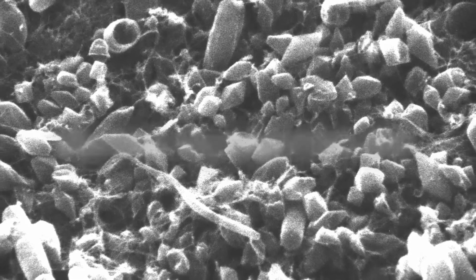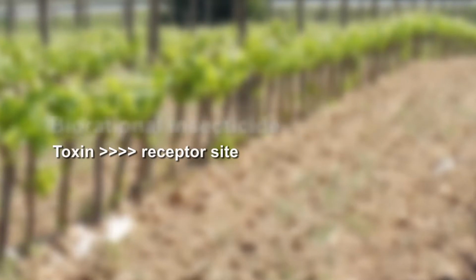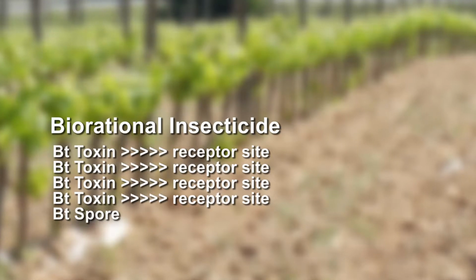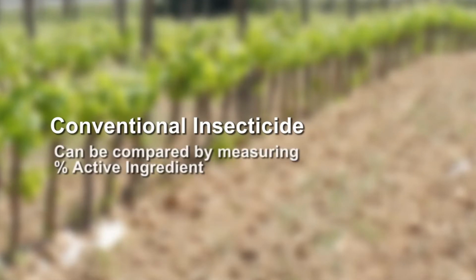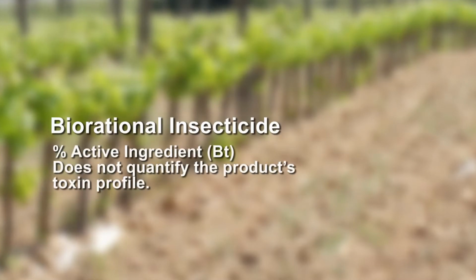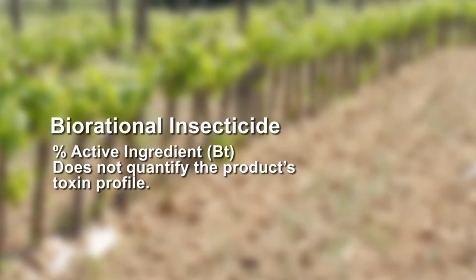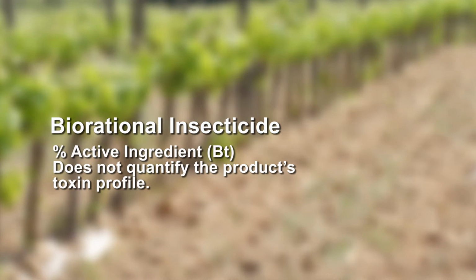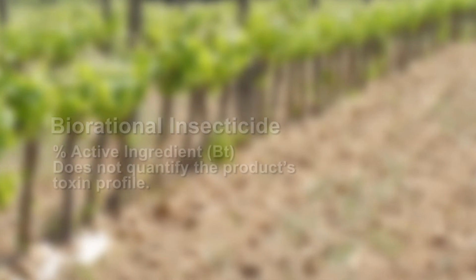Conventional insecticides act through a single mode of action because they depend on a single toxic component. Biorational insecticides, such as BT, are more complex. BTs have multiple toxin proteins and spores that all contribute to insect mortality. Taken a step further, conventional products can be measured in a straightforward manner by percent active ingredient. But for BT products, given their complex mode of action, percent active ingredient does not provide a good framework for comparisons. Instead, various levels of insecticidal components within the active ingredient are what determines product efficacy.